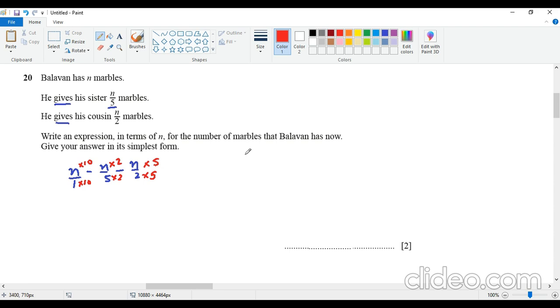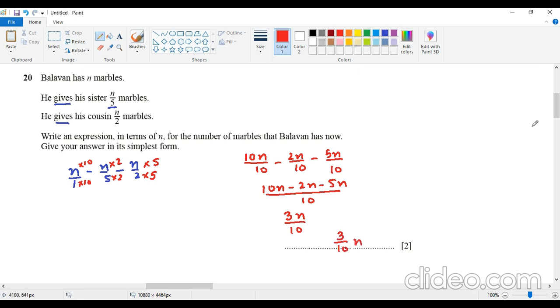So while simplifying, we can write 10n over 10 minus 2n over 10 and minus 5n over 10. Simply we can write in this way 5n over 10. So once the subtractions are done, it's going to give us 3n over 10, or in the answer you can write 3 over 10 n. So this is in terms of n.